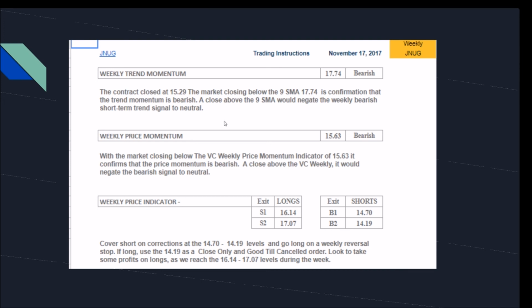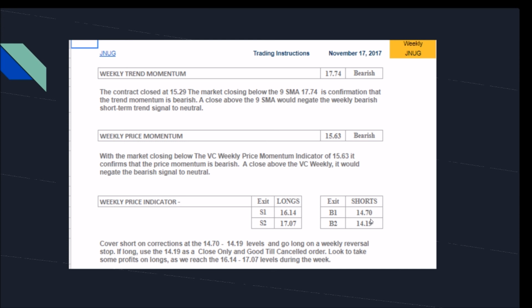The second filter that we use is the weekly price momentum, the VCPMI weekly price momentum indicator, in this case being 1563. With the market closing below 1563, it was telling us that we have a bearish sentiment in the market. And by closing below 1563, it has activated the stops of 1470 to 1419.